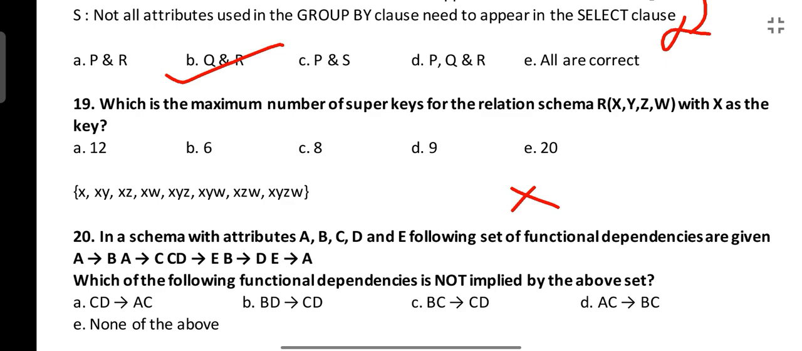So first is X, then XY, then XZ, then XW, then XYZ, then XYW, then XZW, then XYZW. So total will be 8. I have given it for you. So these 8 will be the super keys: X, XY, XZ, XW, XYZ, XYW, XZW and XYZW. So the correct answer is C.